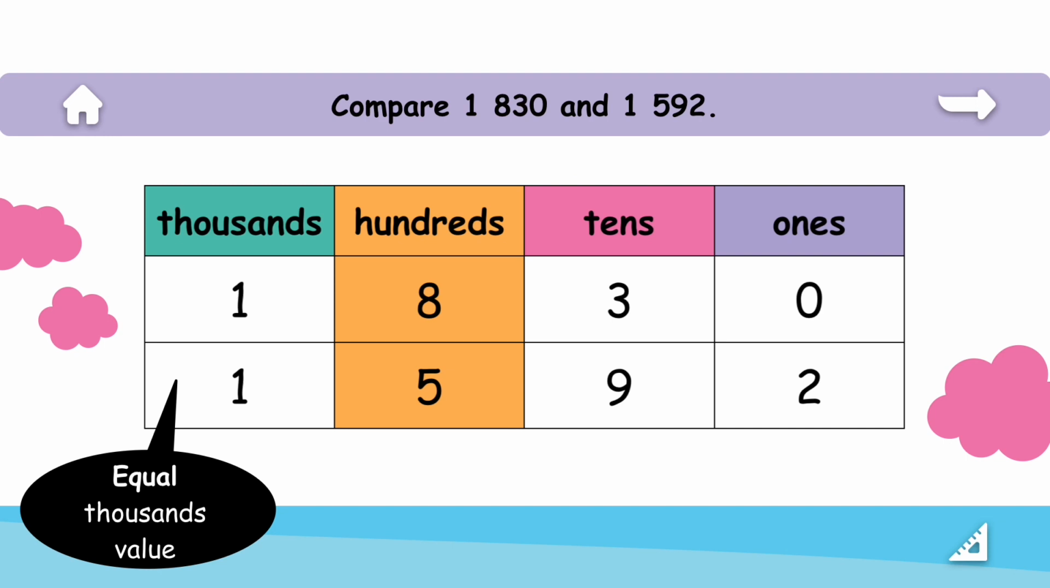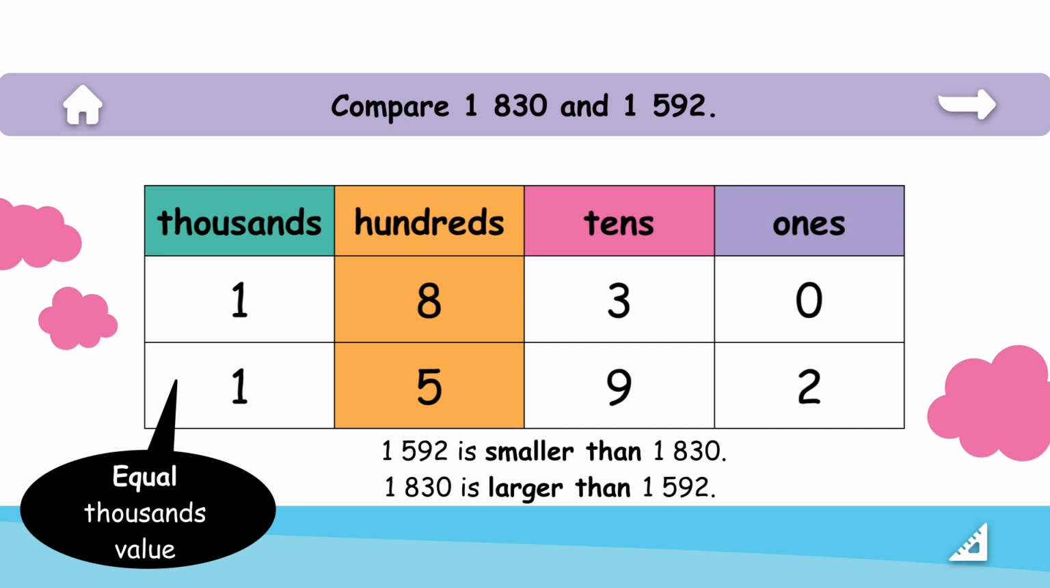Next, we move to the hundreds place value. As we can see, the first number has 8 as the hundreds and the second number has 5 as the hundreds. So basically, 8 is larger than 5 and 5 is smaller than 8. So for this example, directly we can know 1592 is smaller than 1830 and 1830 is larger than 1592. As the hundreds are already different, we don't need to compare the tens and ones.